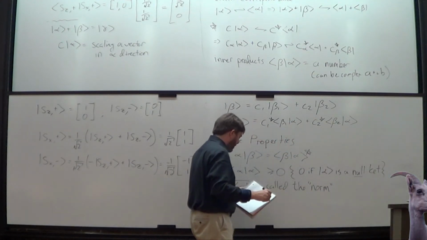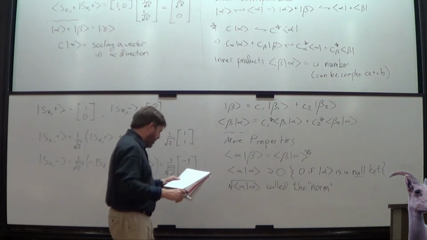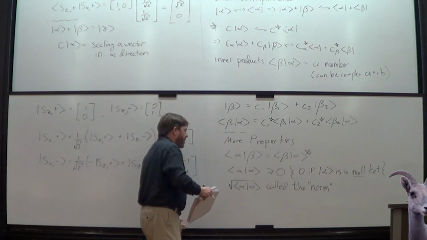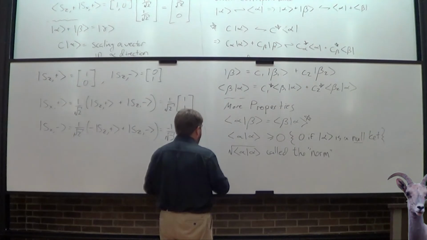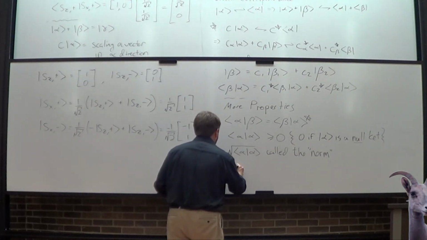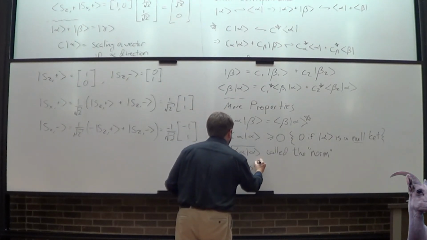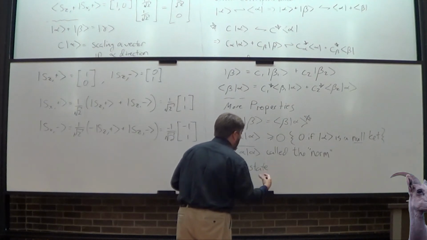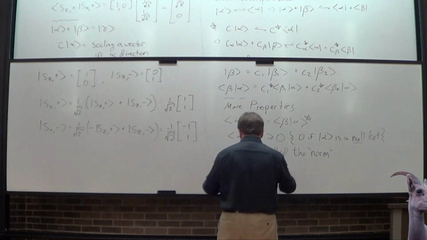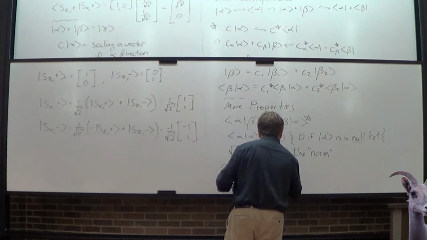Norm. Two cheers. Anyway, so that's called the norm. And so therefore a normalized state, of course a state is a ket, is this: 1 over the square root.